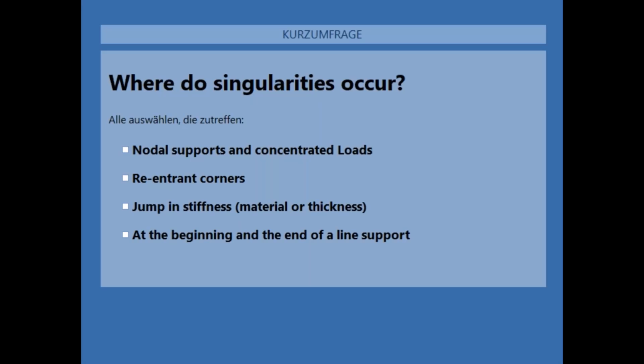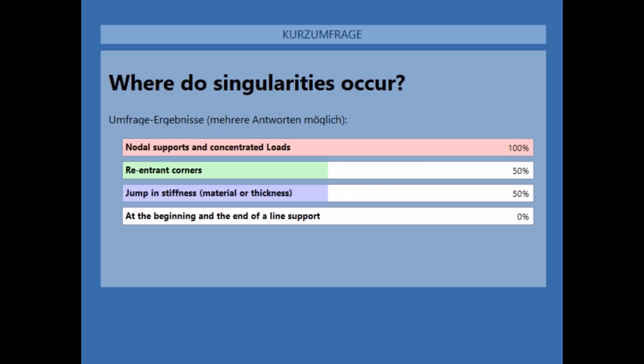Okay. I will close the vote and show the results. So in this poll, everything was right again. Singularities can be at re-entrant corners, so corners of two walls which come together, nodal supports and concentrated loads. We just made two models for this. Then also in a jump in stiffness, material or thickness.